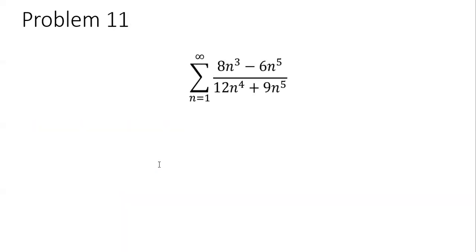Okay. I think we have 13 problems in number 11. We're almost done. How about this guy? Summation as n goes from 1 to infinity, 8n cubed minus 6n to the 5th over 12n to the 4th plus 9n to the 5th.